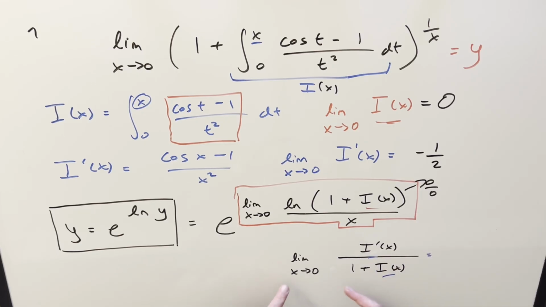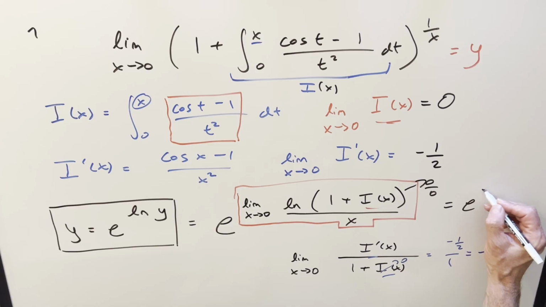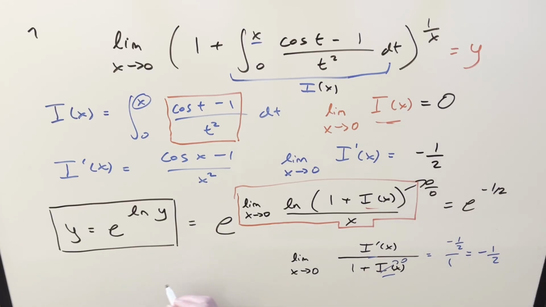So plugging in, the limit as x approaching 0 of I prime of x is going to be minus 1/2. Here, this piece we said is going to 0, so we just have a 1 here. So this limit right here is going to be minus 1/2. Plug that back into the exponent, and what we have is just e to the minus 1/2. We'll rewrite it a little bit, flip it and bring it into the denominator. And for my final solution, we just get 1 over square root of e, and that's it.